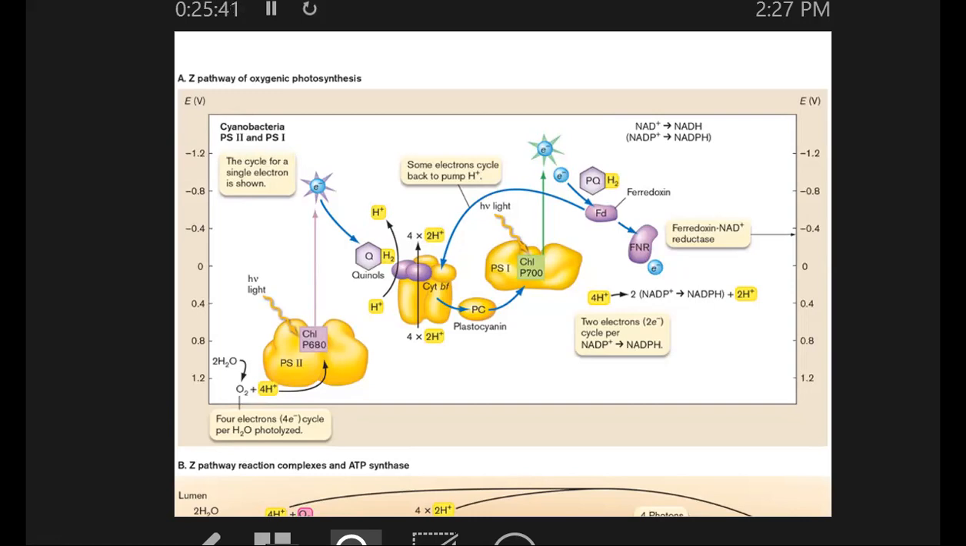That's one of the players in terms of getting an electron, and its job is to pass the electron up to FNR, which immediately works with NADP plus. So FNR and NADP plus. FNR is an enzyme that will drive the NADP plus getting some electrons and protons.